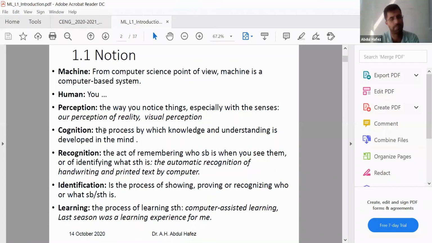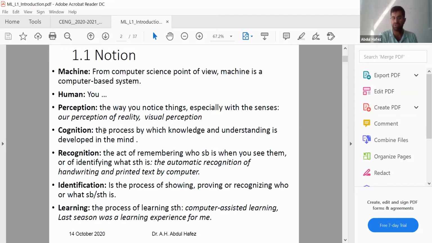What is a machine? Ahmad, what is a machine? A machine is a computer device or a computational device that calculates. That's enough. In machine learning, when we say machine, it means a computer, or more generally, a computer-based system. That's all. So we don't talk about mechanical or electrical machines. We just talk about computers or computer-based systems. So what is a human? A human being is us: me, you, she, he, etc.